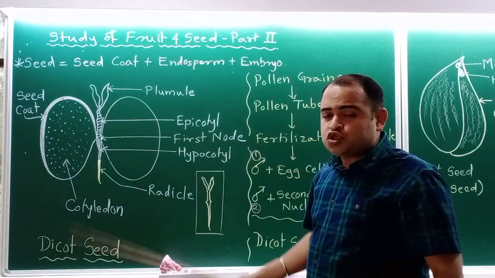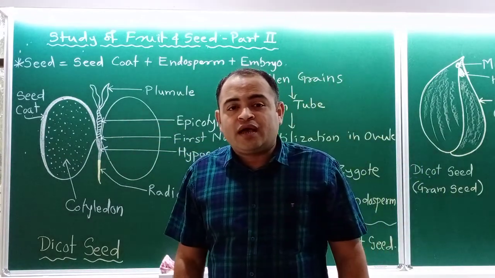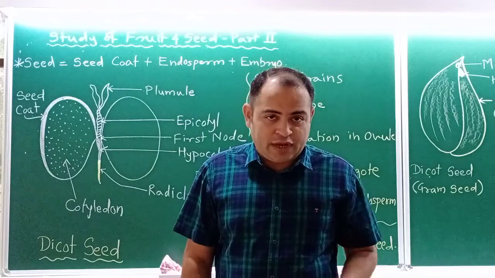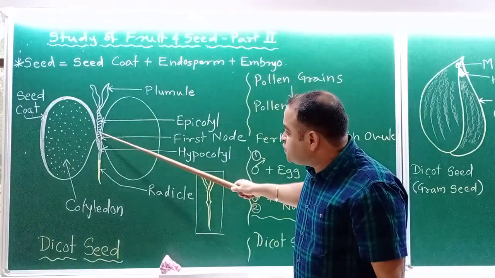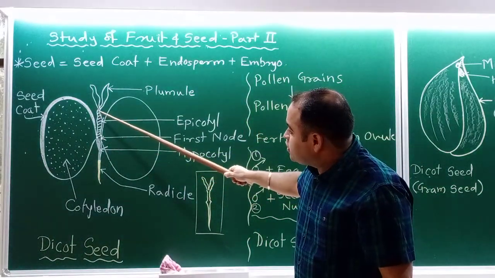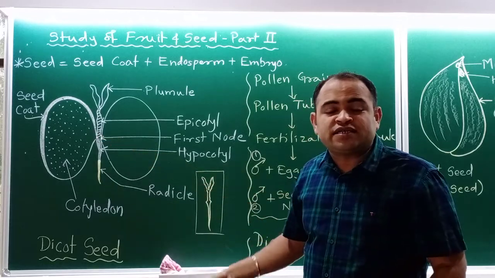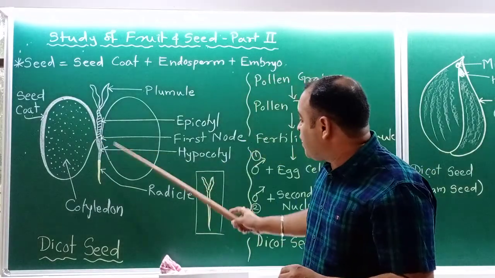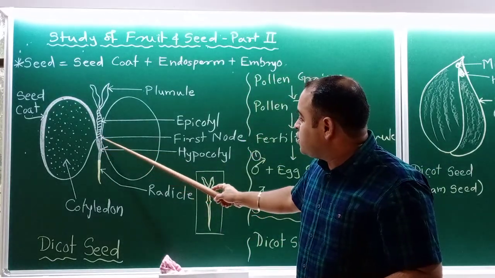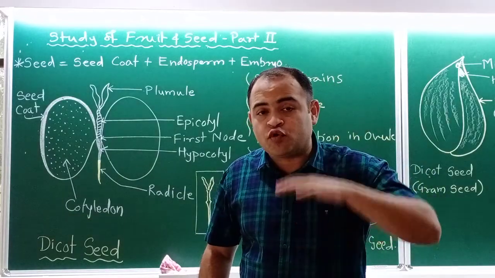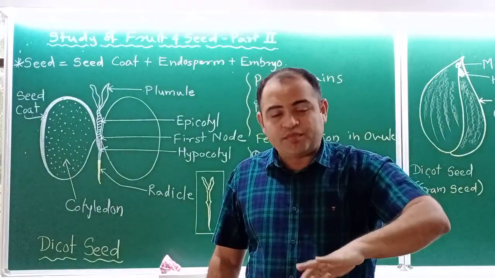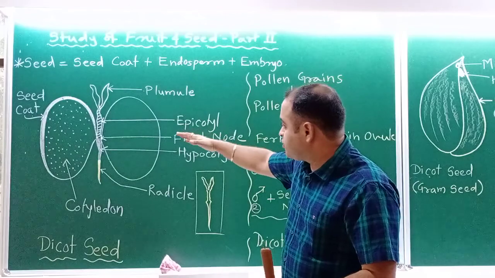Then there are two parts, epicotyl and hypocotyl. The part which is above the first node is called epicotyl, and the part which is below the first node is called hypocotyl. Epi means above, hypo means below, cotyl, cotyledon.